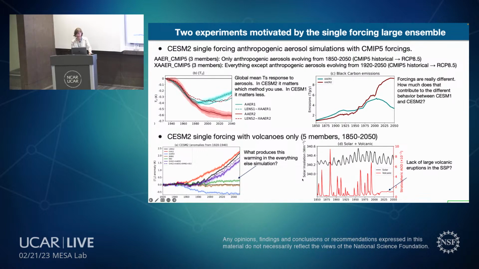And I think the most likely candidate is the volcanoes as you transition from the historical period where you have all these kind of intermittent large volcanic eruptions and you go into the SSP where you just have kind of some background aerosol. Is that what's giving rise to this warming? So we are going to run a separate set of members that have only the volcanoes evolving in time.